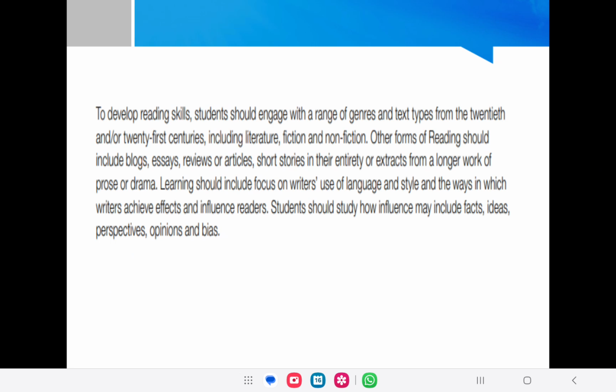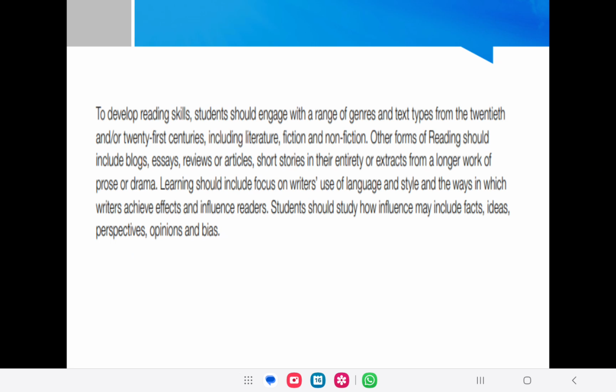To develop reading skills, students should engage with a range of genres and text types from the 20th and 21st centuries, including literature, fiction and non-fiction. You must read, you must find ways to engage with all these things so that you can improve your reading skills. Other forms of reading should include blogs, essays, reviews, articles, short stories in their entirety, or extracts from a longer work of prose or drama.